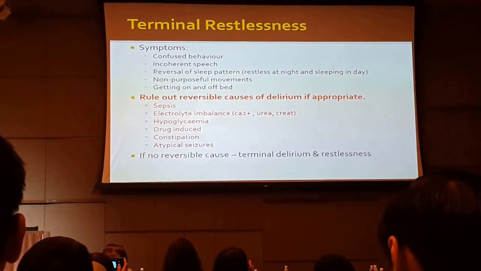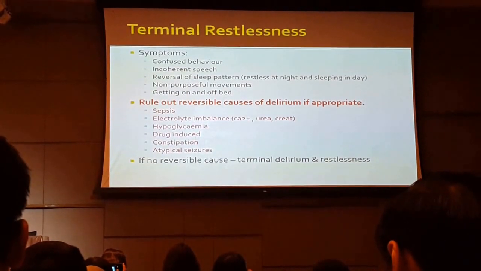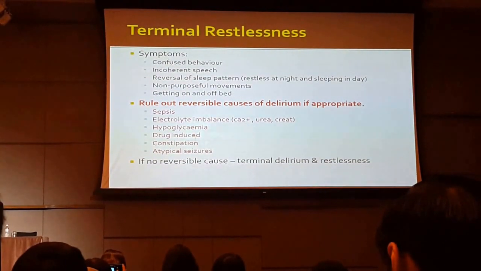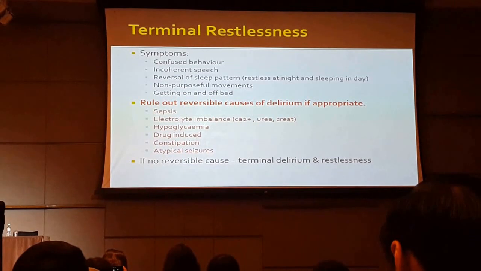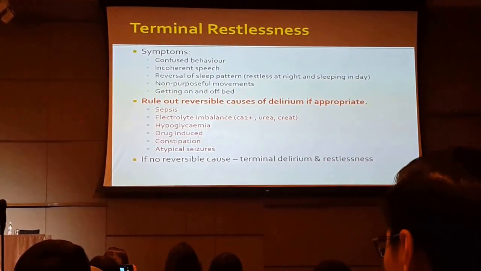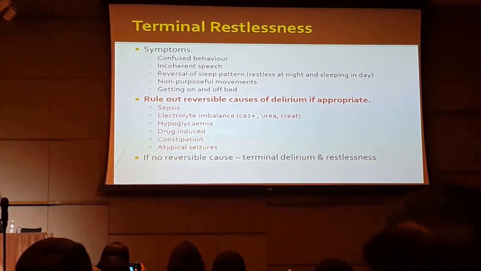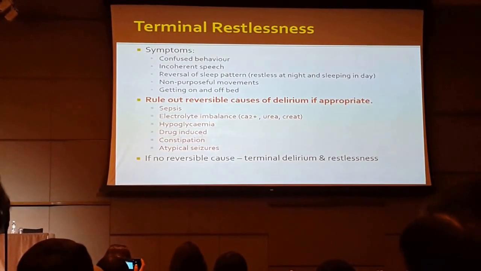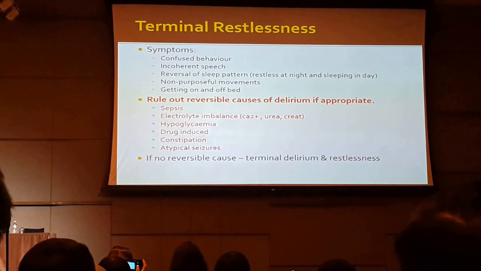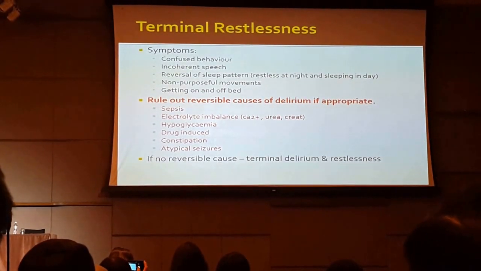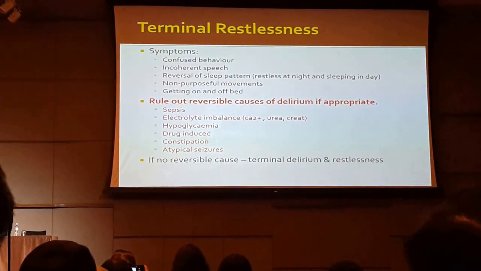In terms of delirium, of course, if you can, try and rule out some of the reversible causes, which can be due to things like sepsis, electrolyte imbalances, hypoglycemia, and drugs can sometimes cause it. Constipation also can lead to delirium, and atypical seizures. But if there is no reversible cause, then the cause really is the fact that the patient is dying, and this is called terminal delirium.